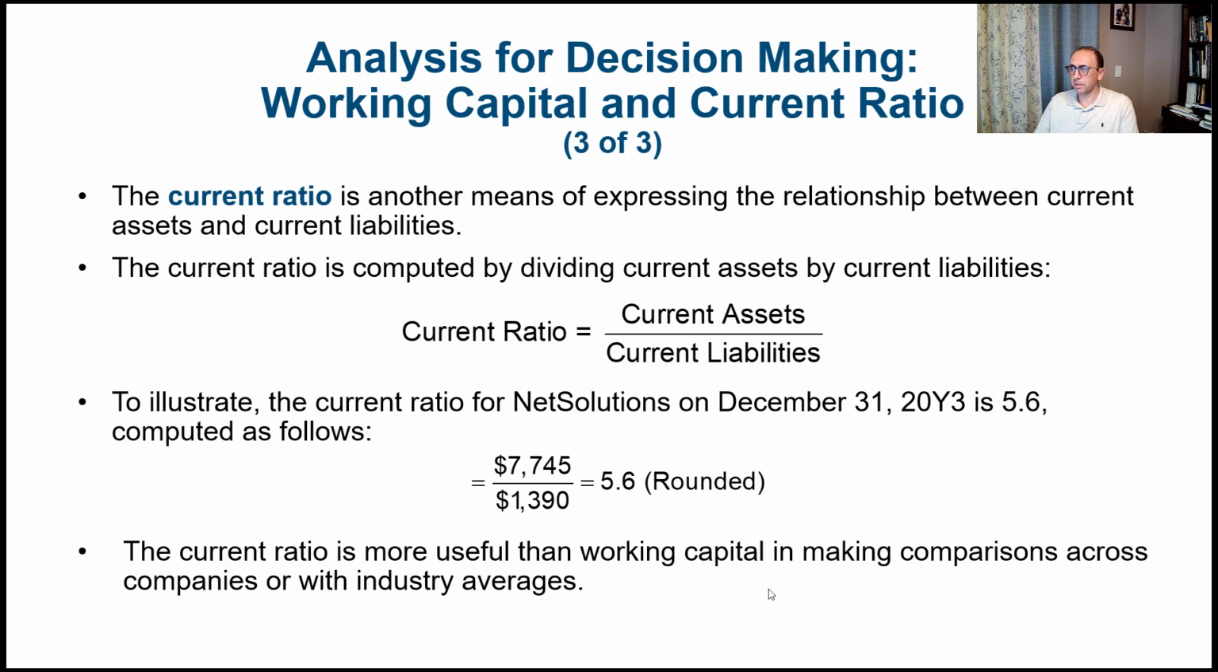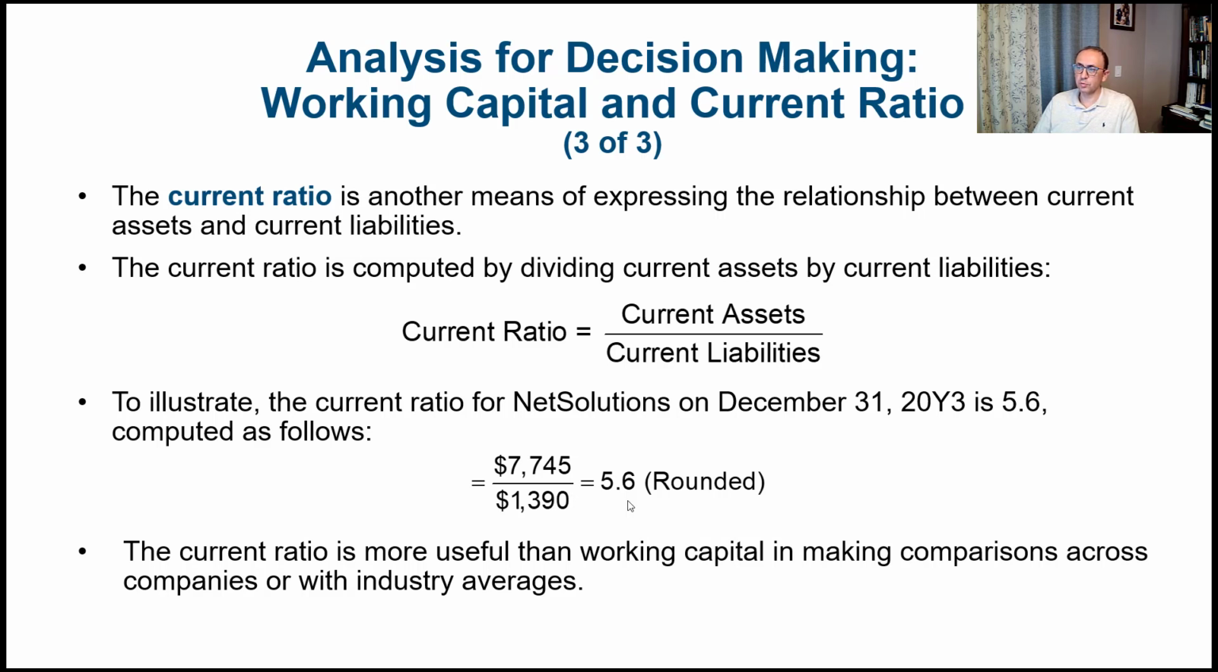So in our example here, we divided current assets by current liabilities, and the rounded value was 5.6, which shows that for every dollar of short-term liabilities, there are $5.60 available to pay these short debts using current assets.